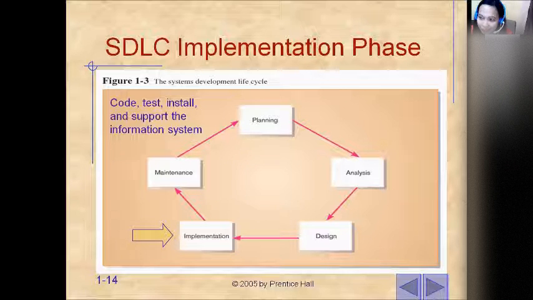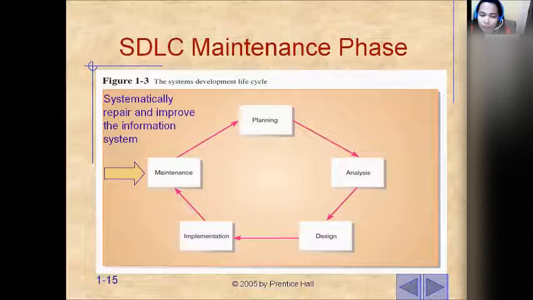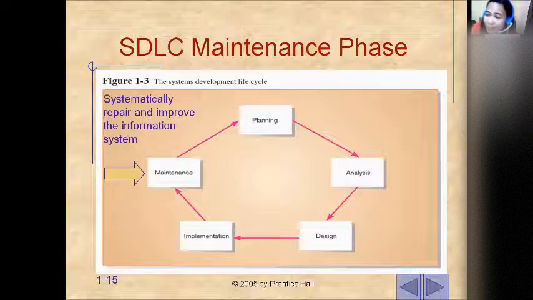Maintenance. That's the next phase. You're just going to support the installed information system. So maintenance means systematically repairing and improving the information system. If ever we created an information system and deployed it to the client, it doesn't mean that it is 100% perfect. There's no 100% perfect program.